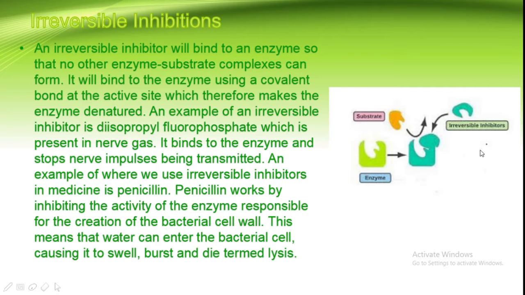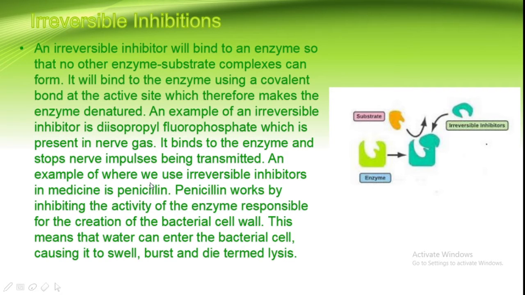In irreversible inhibition, an irreversible inhibitor will bind to an enzyme so that no other enzyme substrate complexes can form. Enzyme substrate का complex बन ही न सके. It will bind to the enzyme using a covalent bond at the active site, which therefore makes the enzyme denatured. An example of an irreversible inhibitor is diisopropyl fluorophosphate, which is present in nerve gas. It binds to the enzymes and stops nerve impulses being transmitted.